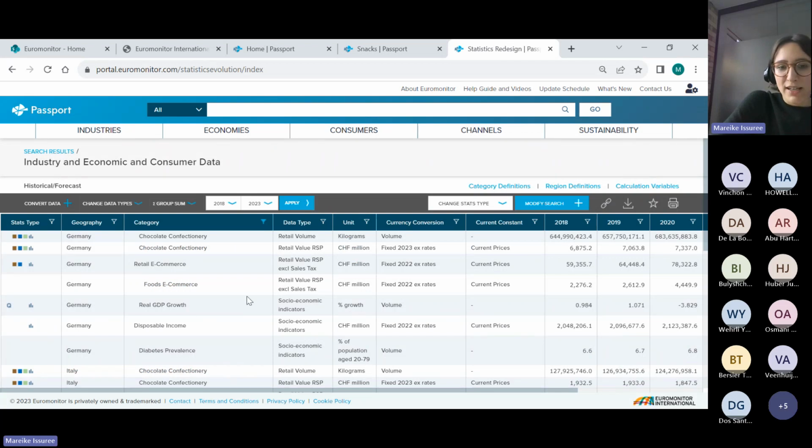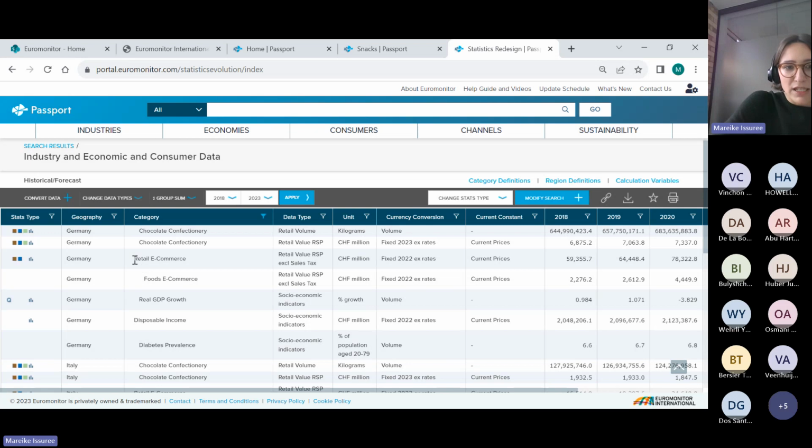Now, besides changing our data set into different currencies or per capita instead of total country consumption, what you can also do is jump into various other data sets here on the left-hand side. So you could, for example, dive into the company shares for chocolate confectionery in Germany, and you can do the same for Switzerland or Italy. You can look in the brand shares, you can go into the retail channels, and also for the other indicators like retail e-commerce. For this, we can also dive into very specific data sets.